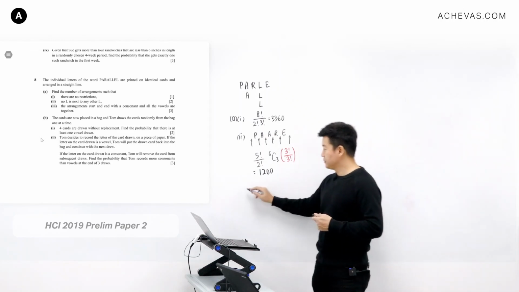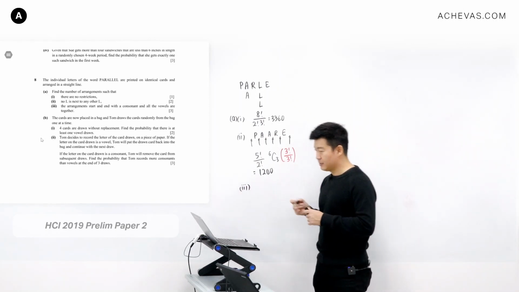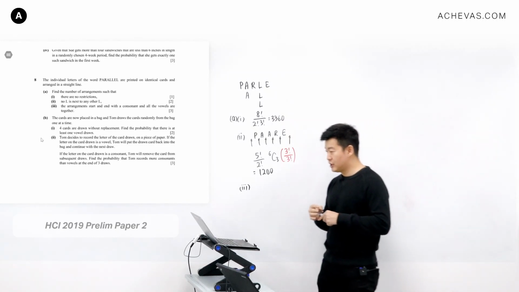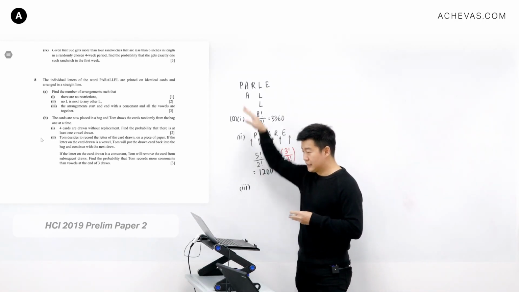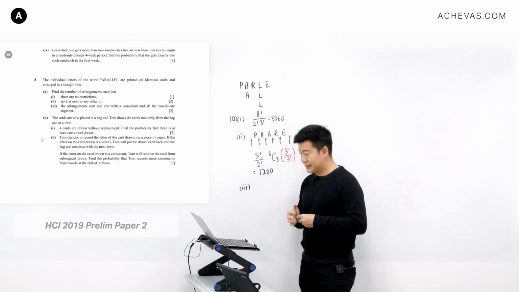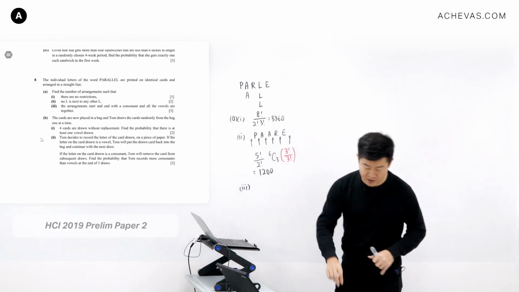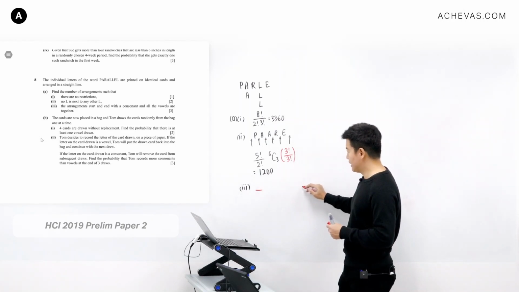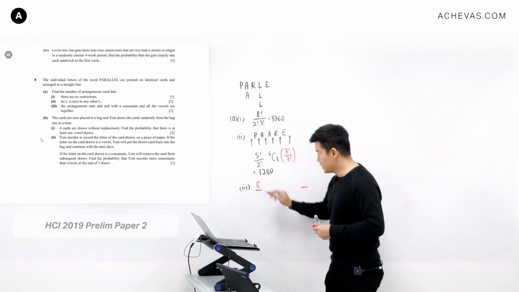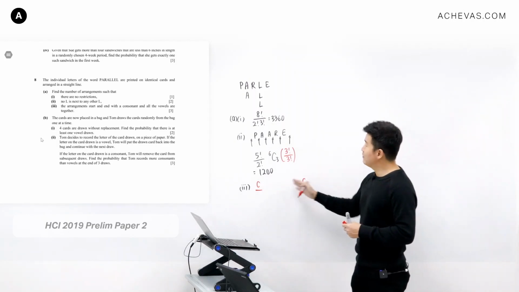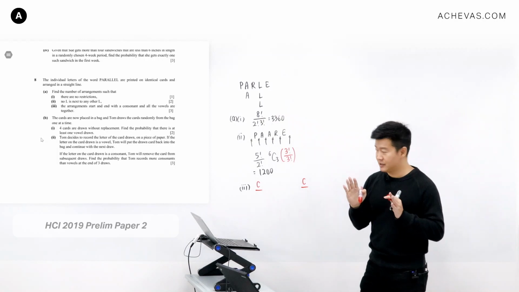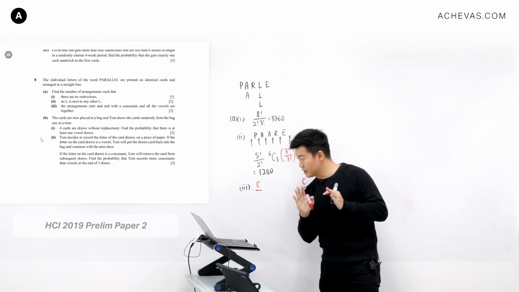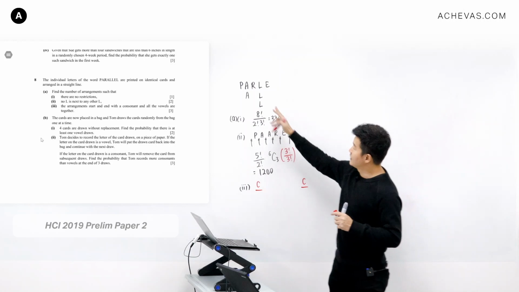And then part 3. We are supposed to arrange all these letters such that the first one is a consonant, the last one is also a consonant, and all the vowels are supposed to be arranged together. So the first letter and the last letter must be consonants. In between, there are going to be 6 other letters, and the vowels are supposed to be arranged together.